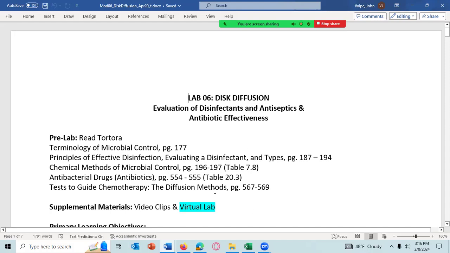In today's lab, as normal, there's some reading to do before the lab. Please do the reading. We will have some video clips and a virtual lab today.